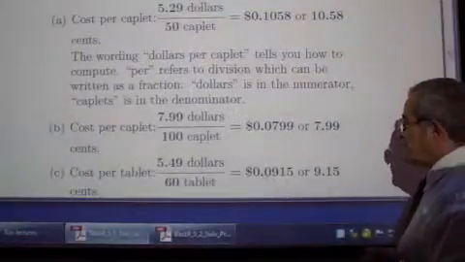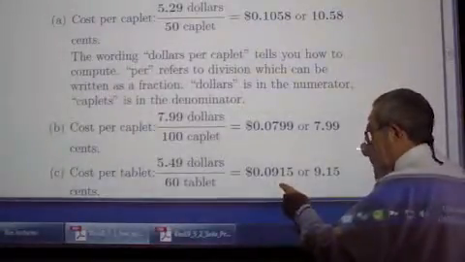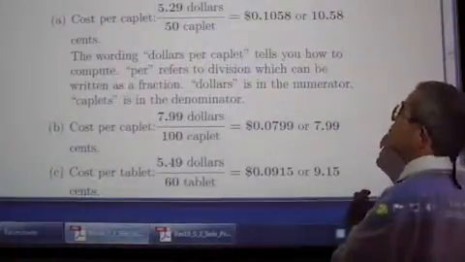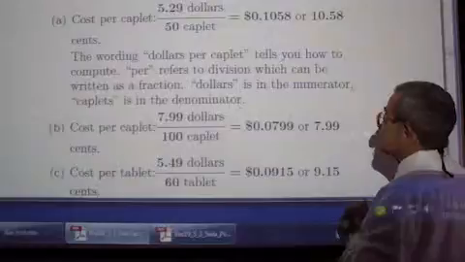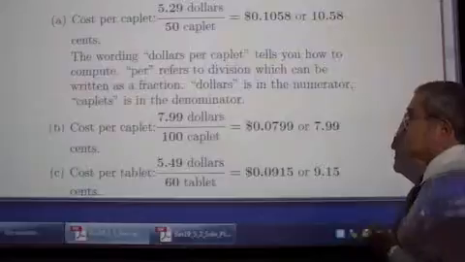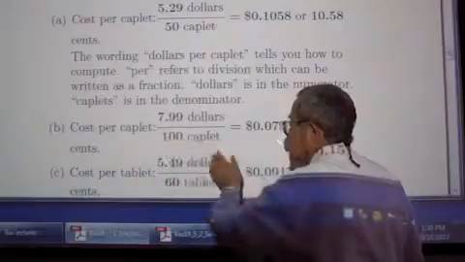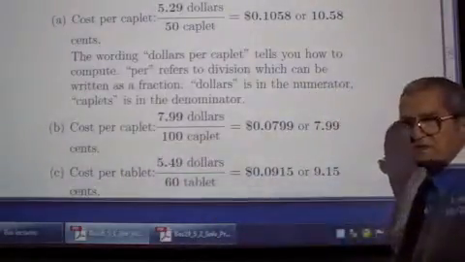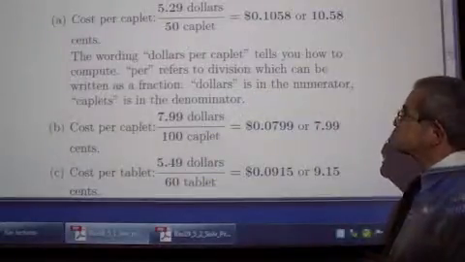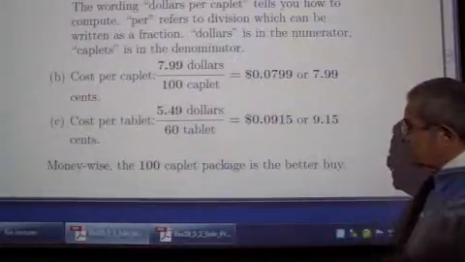And 5.49 divided by 60, which apparently is $0.0915 or 9.15 cents, 9 cents. So now which is the cheaper? I have 10 cents, I have 8 cents, and I have 9 cents. This is the cheaper one. The $7, the more expensive container, is the cheaper one per unit. Isn't that amazing? Money-wise, that's what I just told you.